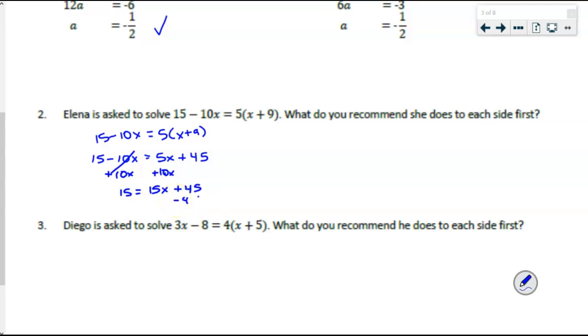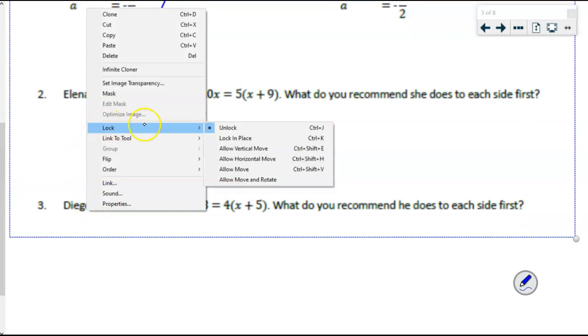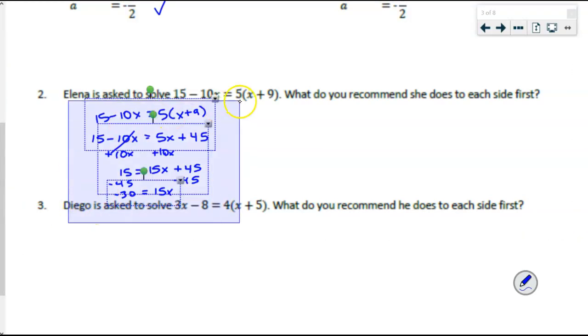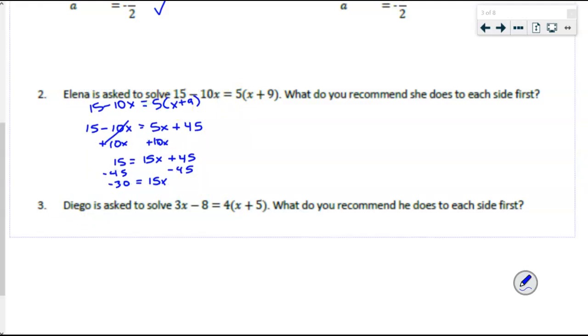We can subtract our 45 from each side. We are still going to deal with the negative, but not negatives in the x's, so I'm still okay with that. 15 minus 45 is negative 30, which is equal to 15x. Now you can be jealous of my technology because I am going to take advantage of the technology to move my work up a little bit. Divide each side by the 15, and I end up with negative 2 is equal to x, yeah?